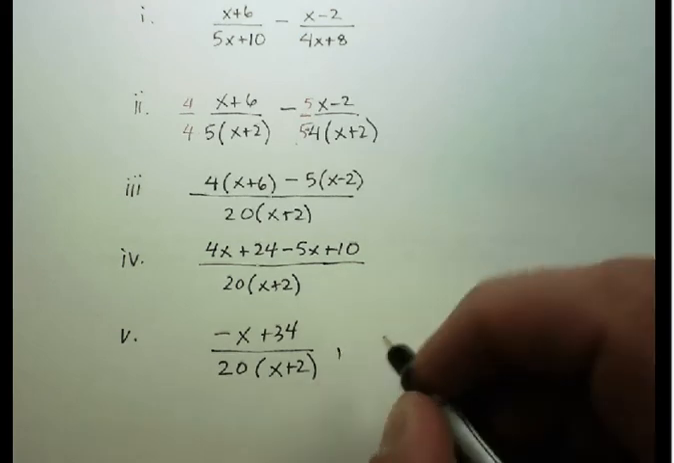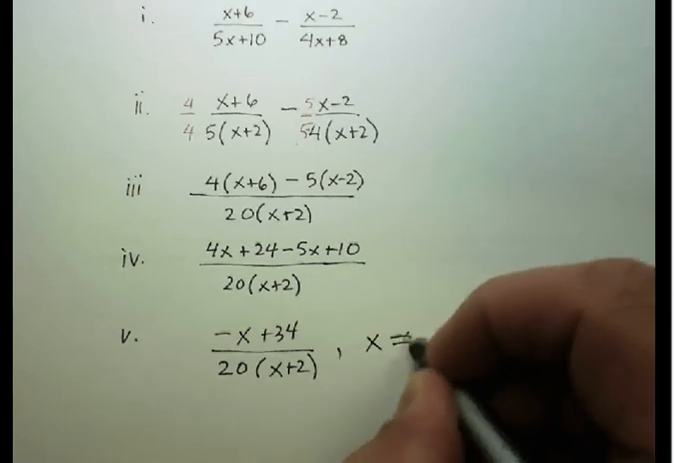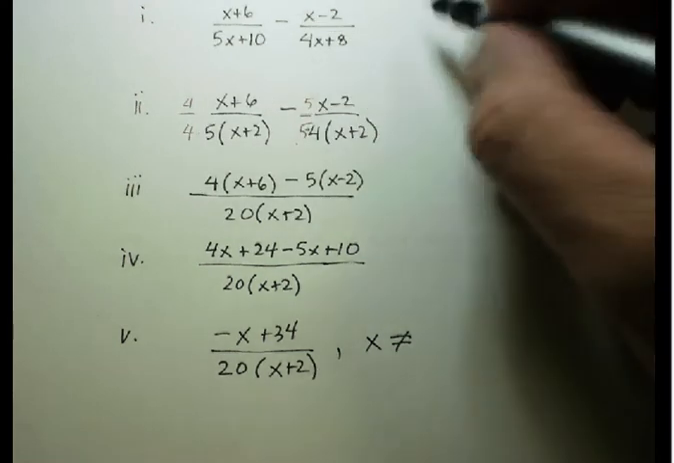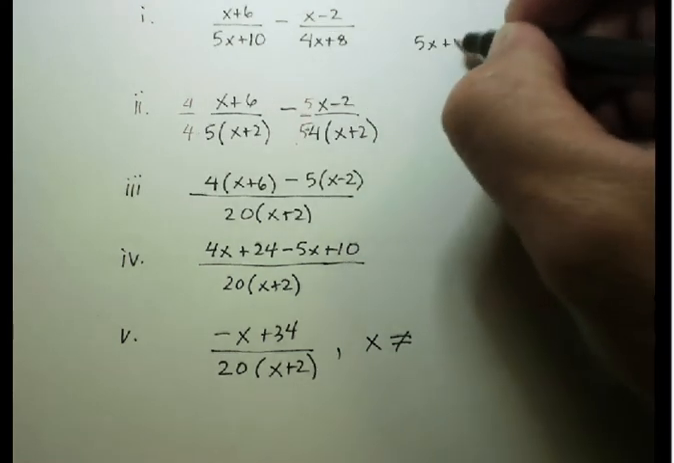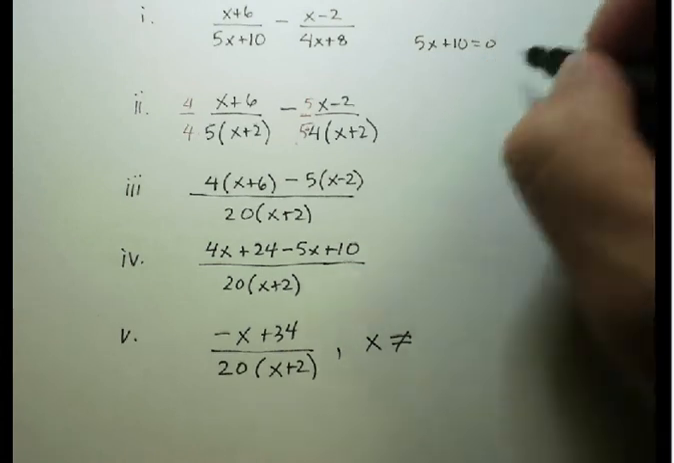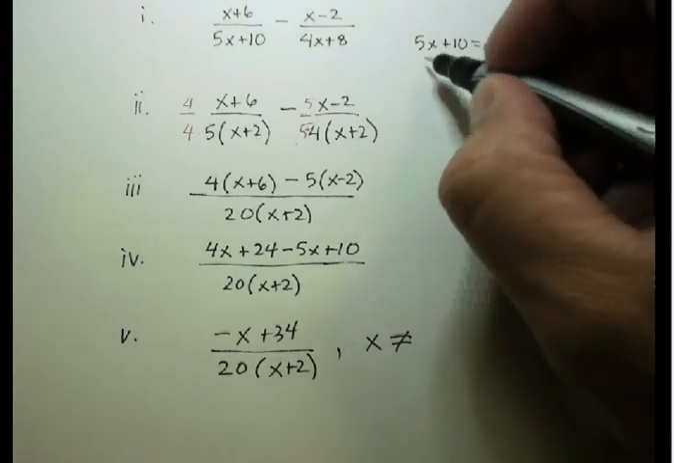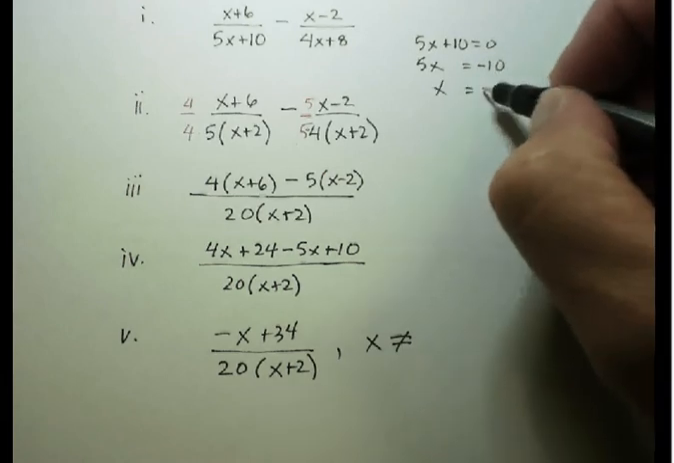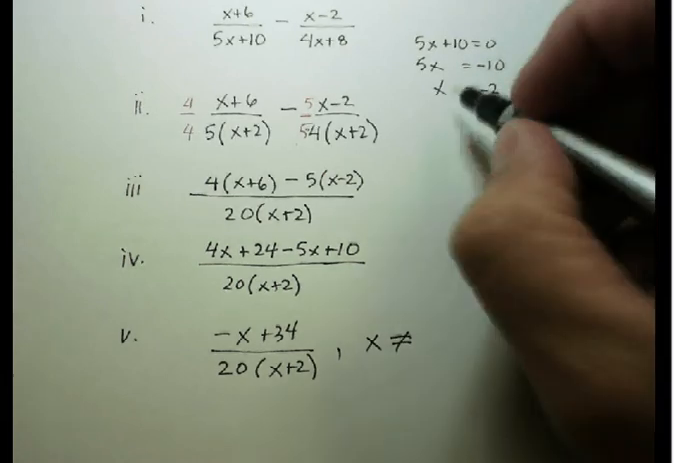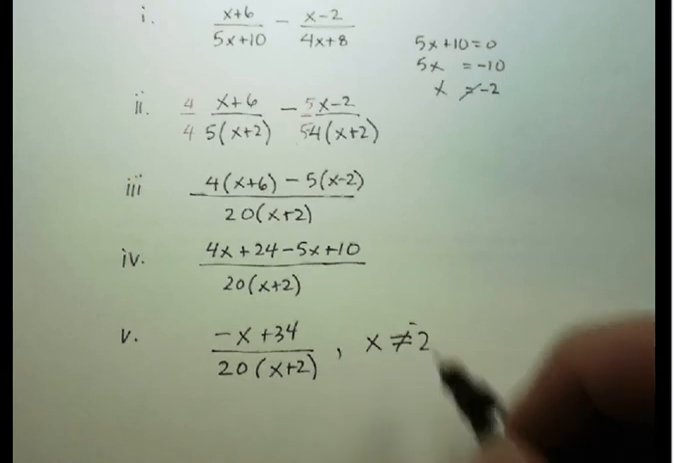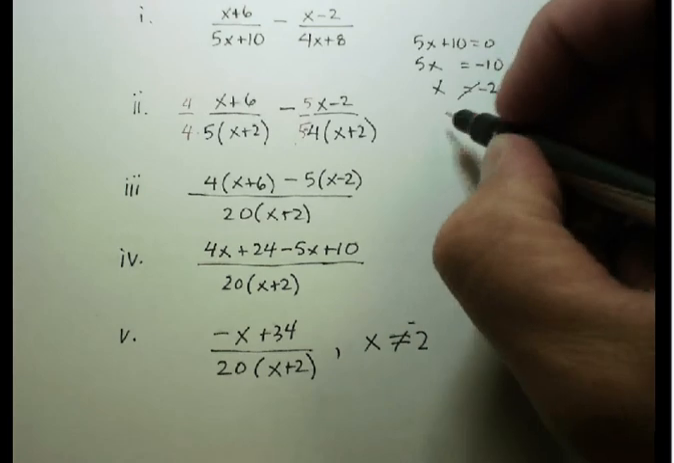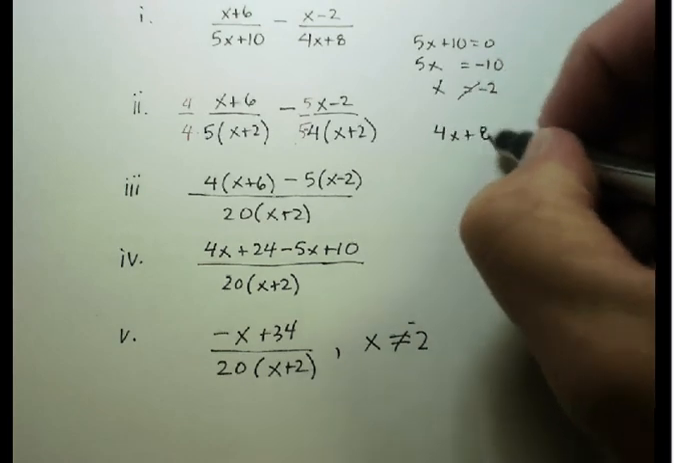Now remember, what I asked you to do also is to find out what the restrictions are. The way you find the restriction is to go back to the original problem and set the denominator equal to 0. In this case I'm going to have two different ones, so I'm just going to do this one first. That's going to be 5x is equal to negative 10, x is equal to negative 2. That number is restricted. You don't want to put negative 2 here or it makes the denominator equal to 0. Remember, that's restricted. Let's do the same thing with the 4x plus 8.